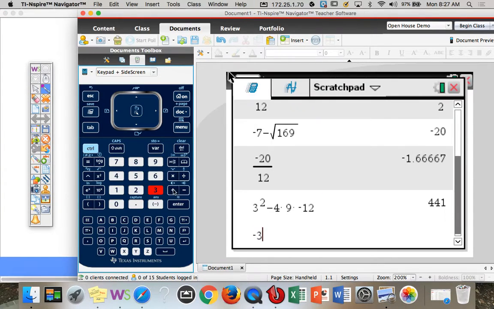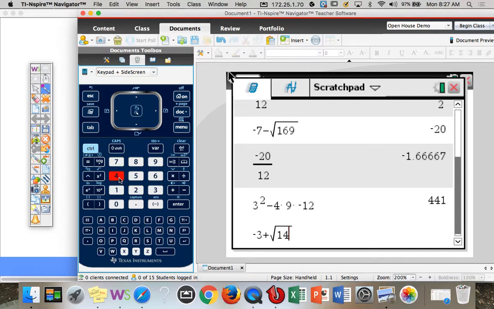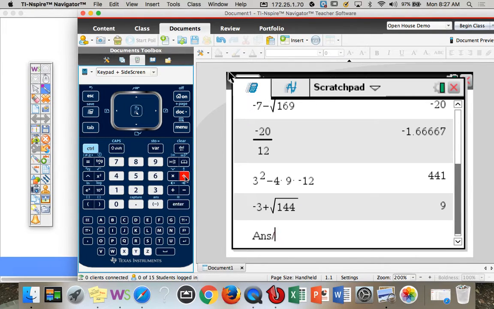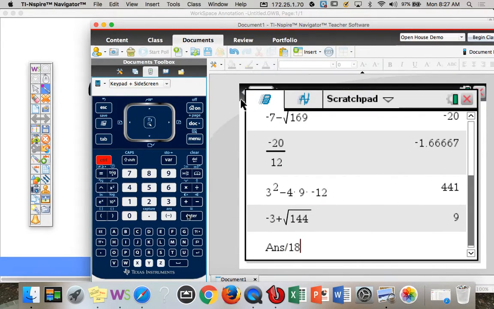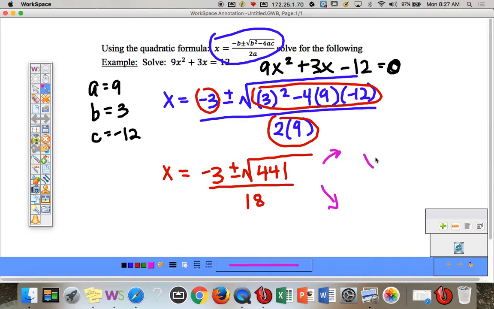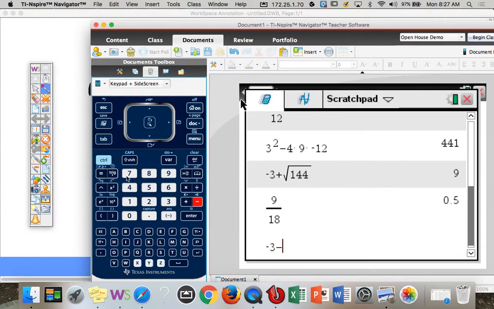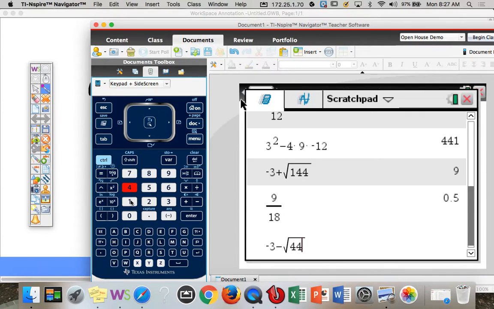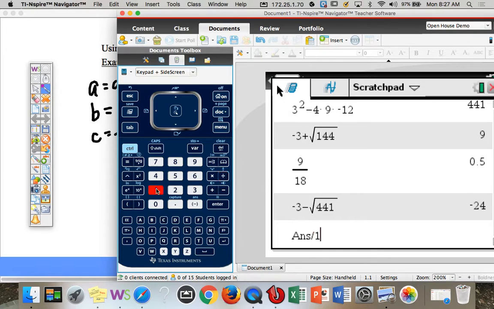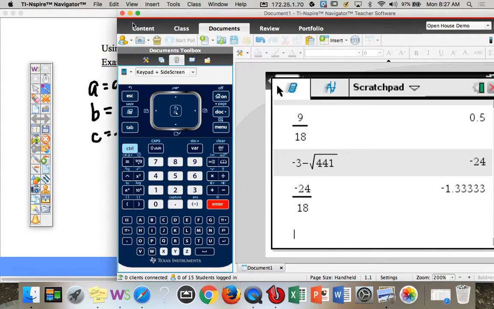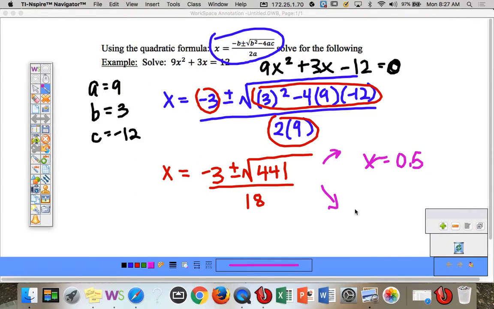So we get negative 3 plus the square root of 144, hit enter, divide by 18, so 0.5 again, x equals 0.5. And the other one will be negative 3 minus the square root of 441. Oh, I think I did that wrong. I did 144. Okay, so I'll have to redo that one. Negative 3 minus the square root of 144, hit enter, divided by 18. One of our answers is negative 1.3 repeating, so that one's right.